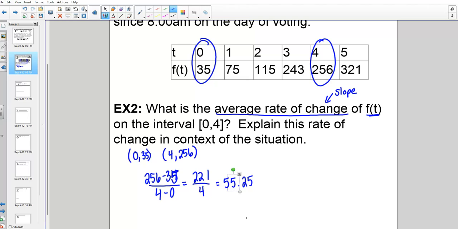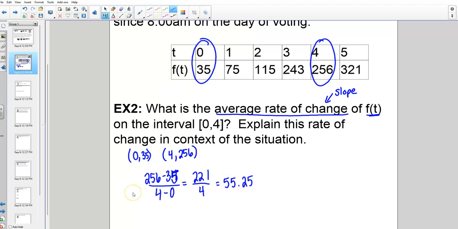They will ask you for average rate of change on calculus problems, like on the actual AP exam. Average rate of change is really not a calculus topic. You could have done this in Math 1, right? We knew how to find slope. The reason it is important in calculus is because we need to be able to compare average with instantaneous. And a lot of times they'll ask you to explain in context of the situation.